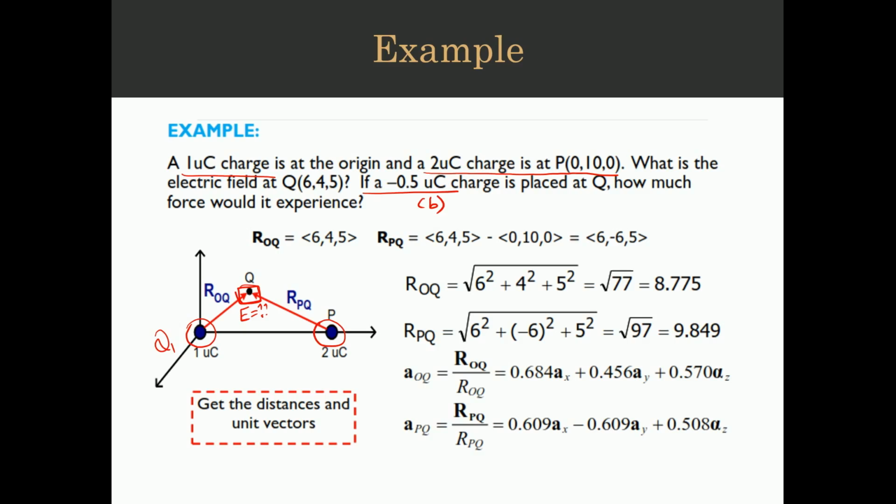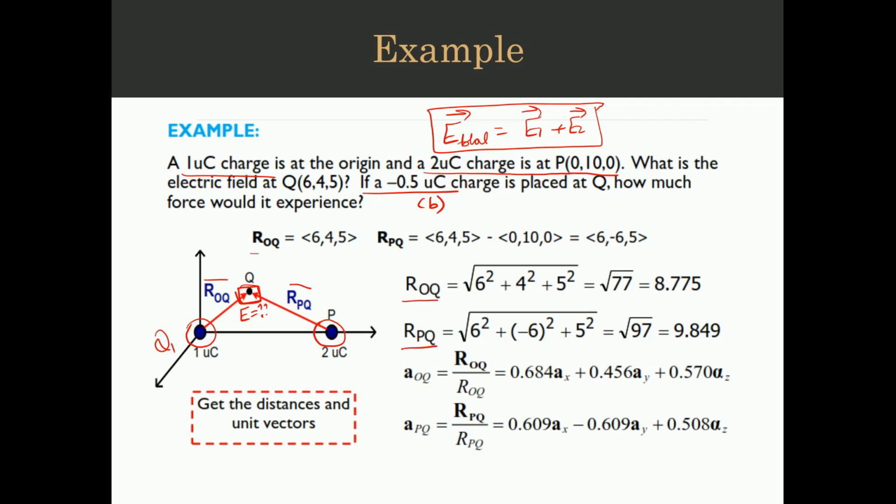Again, we need to use the principle of superposition, which means we need to find the total electric field as a combination of the two electric fields. So use the example which I did earlier and apply it over here. We have defined one distance vector from origin to Q as ROQ and from P to Q as RPQ. In the equation, we are going to first find ROQ and RPQ.